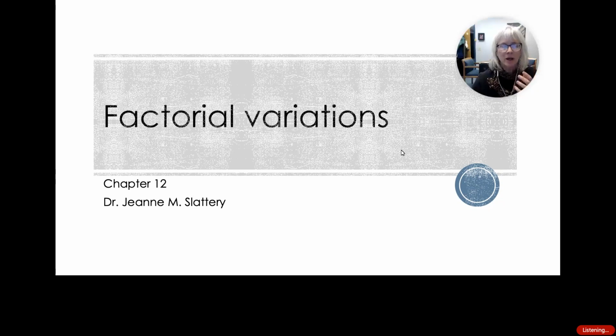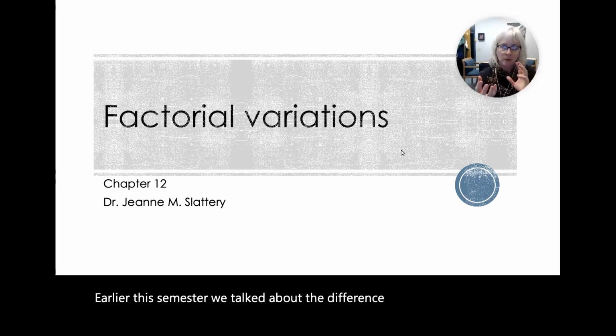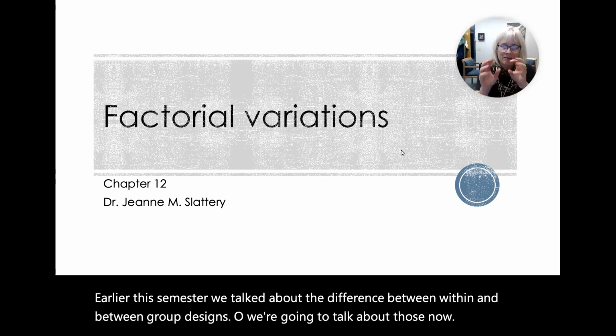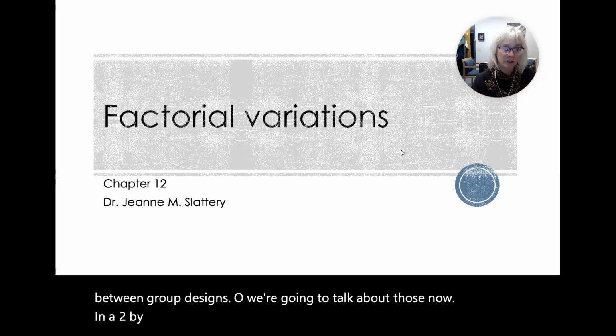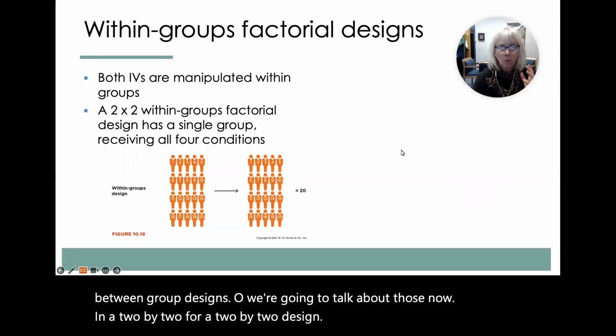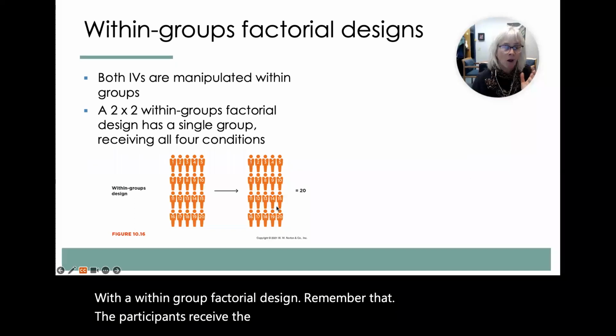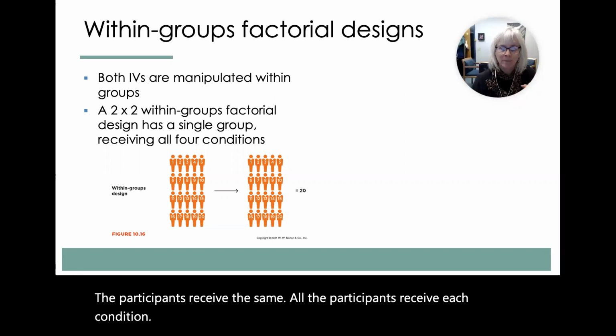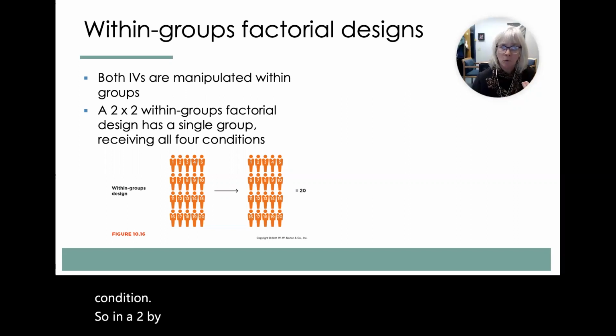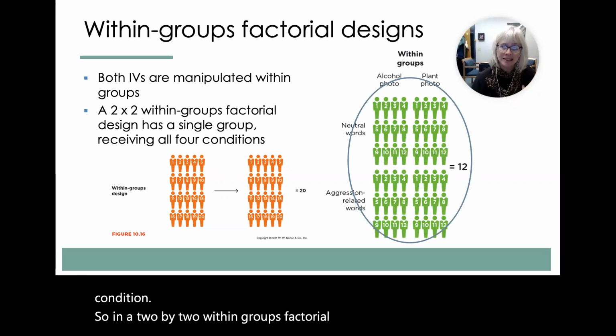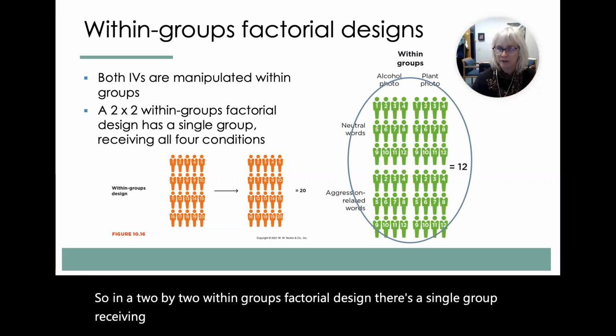Earlier this semester, we talked about the difference between within and between group designs. So we're going to talk about those now for a 2x2 design. With a within group factorial design, remember that all the participants receive each condition. So in a 2x2 within groups factorial design, there's a single group receiving all 4 conditions.